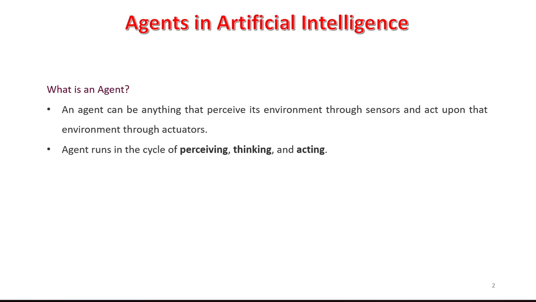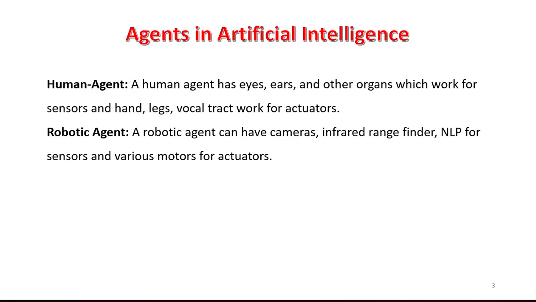What is meant by perceiving? Perceiving is nothing but understanding. How to understand? What is the way? How much are we understanding about the environment? How we think, act and react depends on the environment. So these are the agents: human agent and robotic agent.